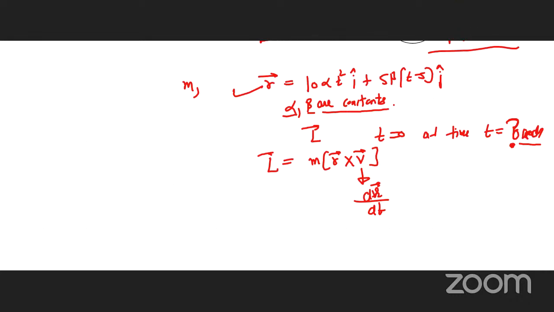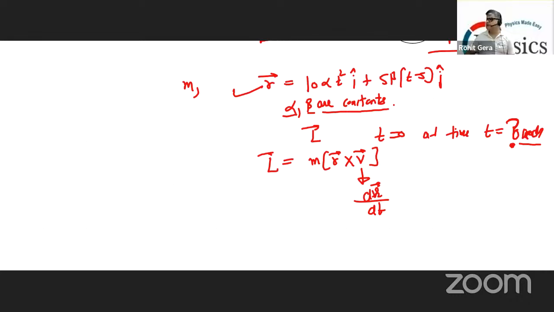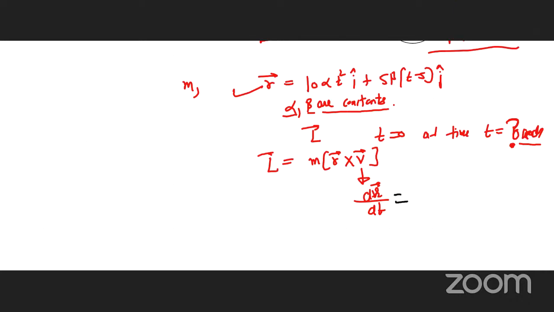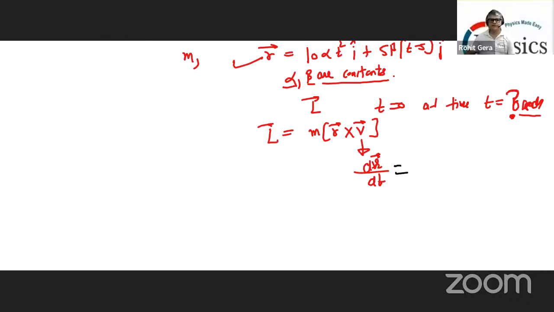14. Then calculate the value of angular momentum at t equal to 0. Let's see how much it comes out to be. Okay, put it in. First just calculate v first.